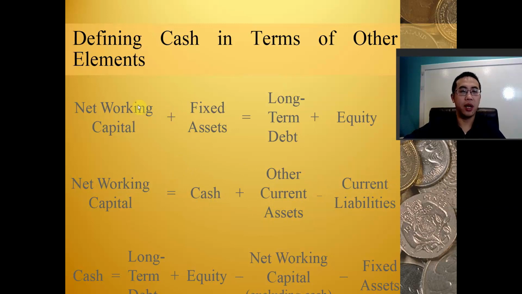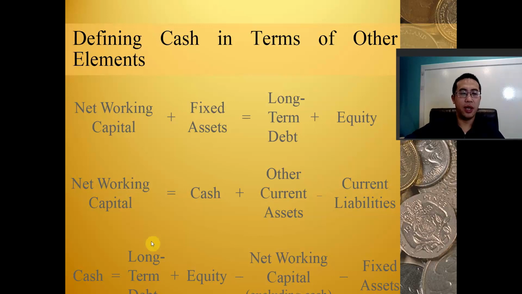And if you put net working capital right here, basically you plug in equation 2 into equation 1, then you will see current assets minus current liabilities here plus fixed assets equals long-term debt plus equity. And if you move current liabilities from the left to the right, then you will see cash plus other current assets plus fixed assets equals current liabilities plus long-term debt plus equity. So it's just simple algebra, and I'm not going to detail that.